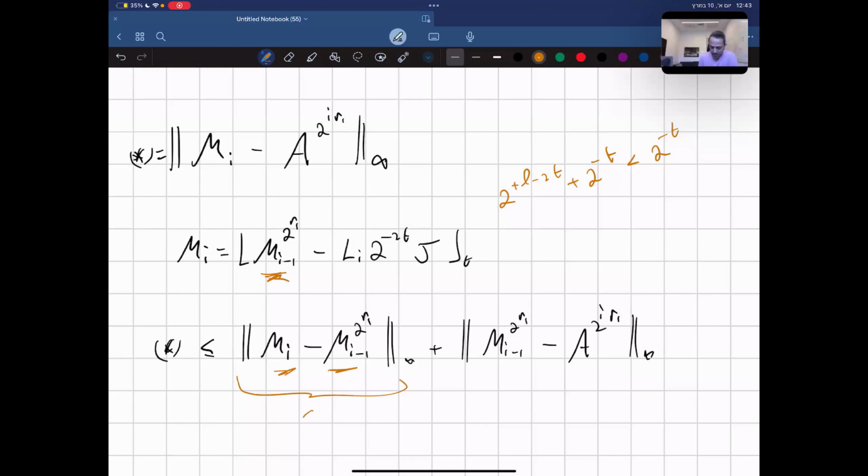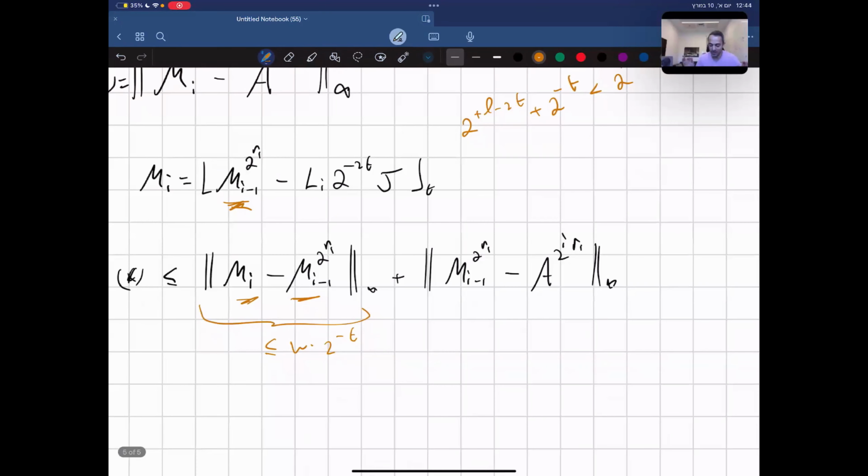So this means that this is at most w times 2 to the minus t, because it's the L infinity norm. So you don't even have a w square, not that it matters to anyone. You should be a bit more careful here. So what's going on here? Let's call it a double star.